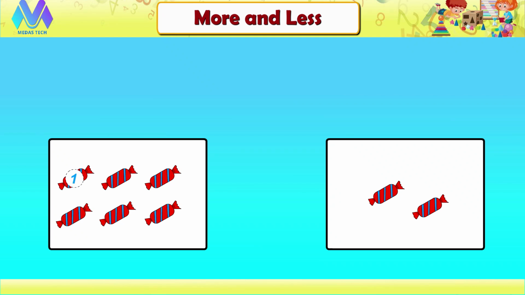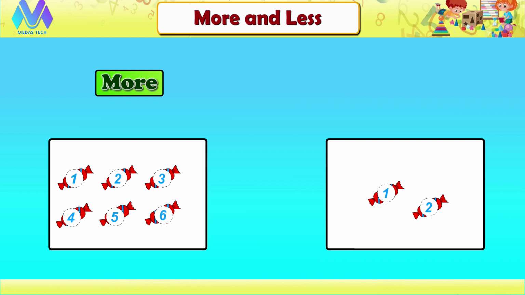1, 2, 3, 4, 5, 6. So here 6 chocolates are there, and here 1, 2. So here this is more because more quantity is there, and this is less because less quantity is there.